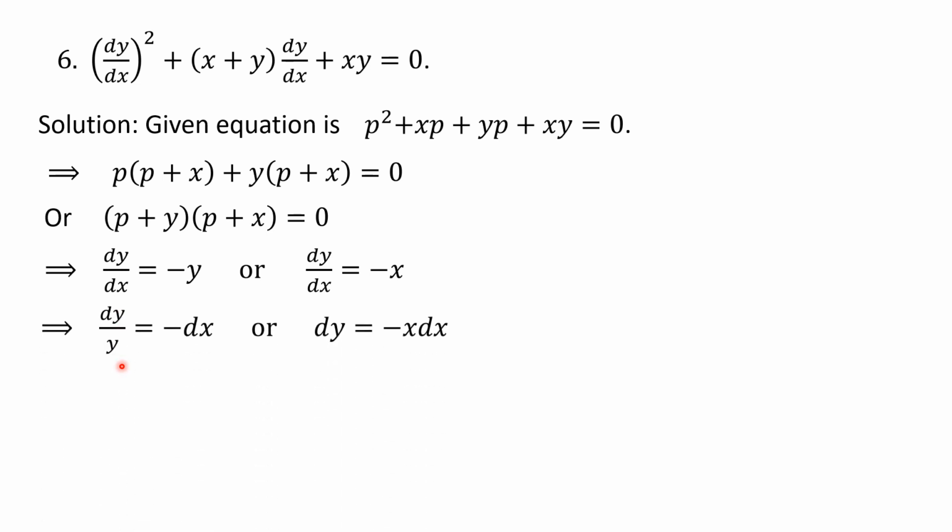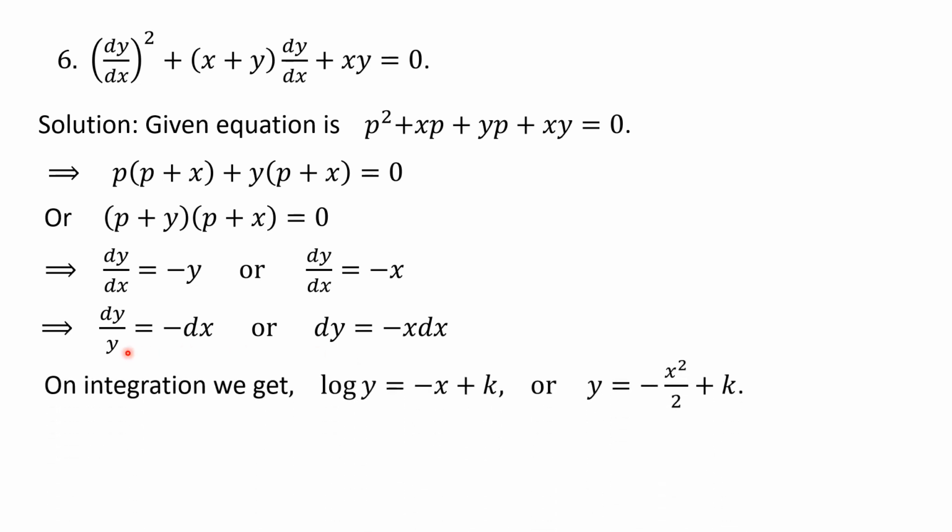So that is 1 over y dy is equal to minus dx, or here minus x dx equal to dy. We have separated the variables, so on integration we get log y is equal to minus x plus c, or we have written here k, any constant, but take the constant common in both the equations. Y is equal to minus x square by 2 plus k. So y here is log, you can take this side, so that gives e power minus x plus k, or e power minus x plus k.